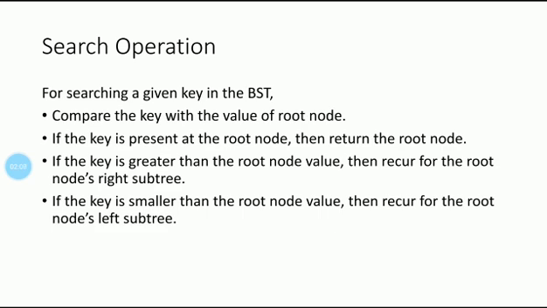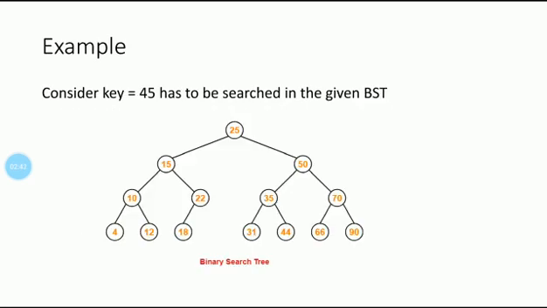The searching process will continue until we get the key value, or otherwise up to the leaf node. Even at the leaf node, if it is not there, we will say that the key does not exist in the binary search tree. In the same way, if the value of the key is less than the root node, the same searching process will continue, this time in the left subtree. And we will see one example. Definitely we will get better clarity.